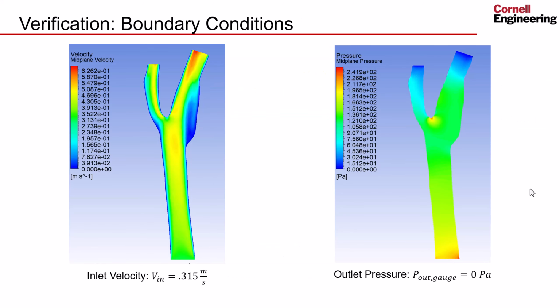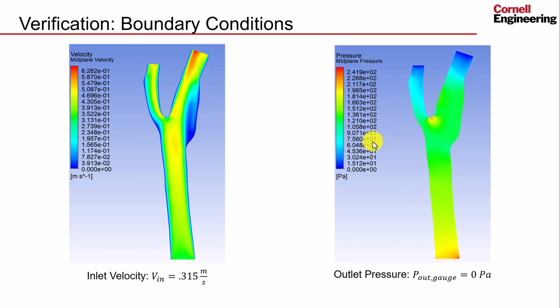Next, we can work to verify our results by first performing some sanity checks and ensuring that our boundary conditions are satisfied. Looking at the velocity contours, we can see that the inlet velocity matches our assigned value of 0.315 meters per second. Similarly, in the pressure contour plot, we can see that the outlet pressures match the assigned gauge values of 0 pascals.